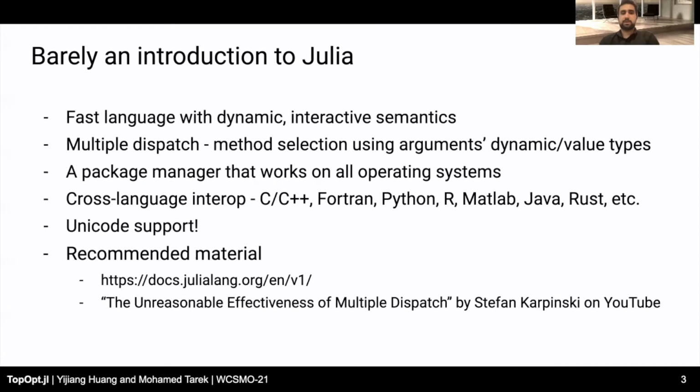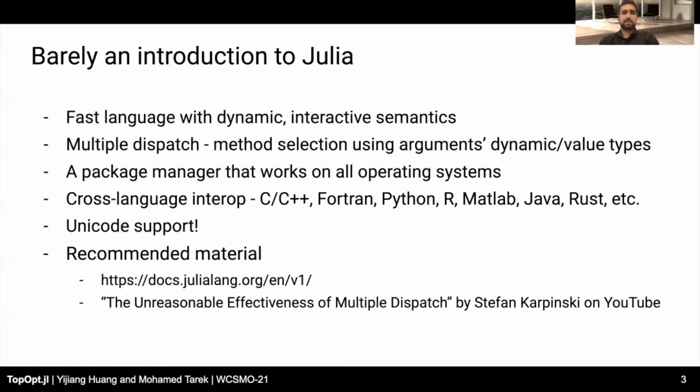And so multiple dispatch basically is this concept, which you can read more about. It's not object-oriented programming, but it allows method selections. If you call a function with a whole bunch of arguments, the method selected depends on the argument's dynamic type or value type. And this is actually particularly powerful, and Stefan Karpinski goes into more details on why multiple dispatch is so effective in practice, in his talk, The Unreasonable Effectiveness of Multiple Dispatch on YouTube. So I definitely recommend you go and take a look at that.